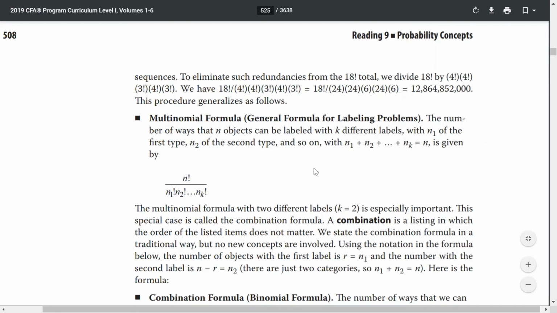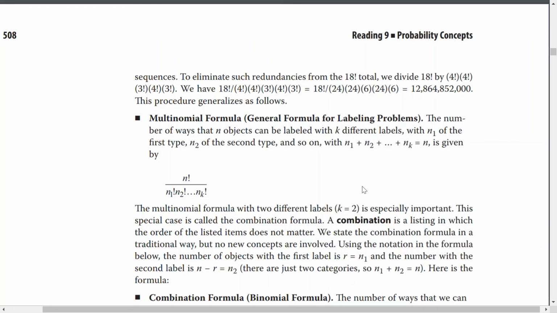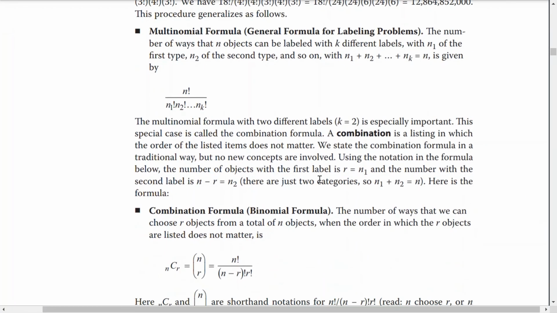Okay, the multinomial formula, the general formula for labeling problems. The number of ways n objects can be labeled with k different labels, with n1 of the first type, n2 of the second type, and so on, with n1 plus n2 plus n3 all the way to nk equal to n, is given by this. The multinomial formula with 2 different labels, k equal to 2, is especially important.